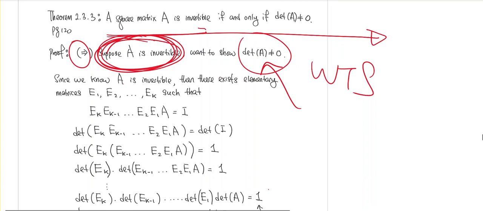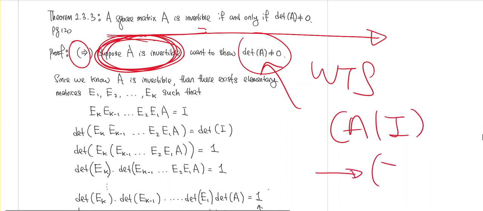Remember that A being invertible means that you can row reduce it all the way to the identity matrix. Remember the video on how to obtain the inverse matrix by doing row reductions. We have A, we set this thing up like that, and then we row reduce. If you can reduce this to the identity matrix, then whatever you have here is the inverse, right?